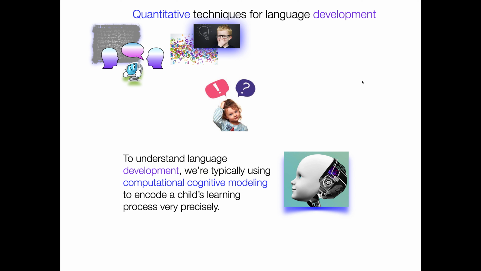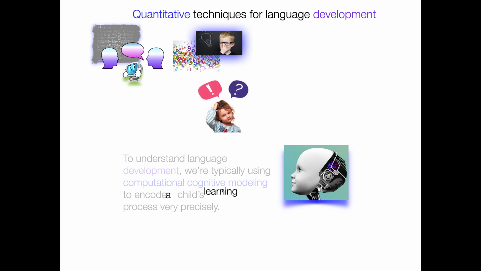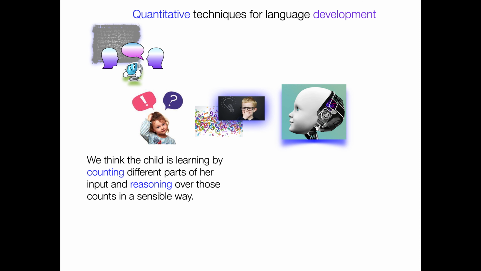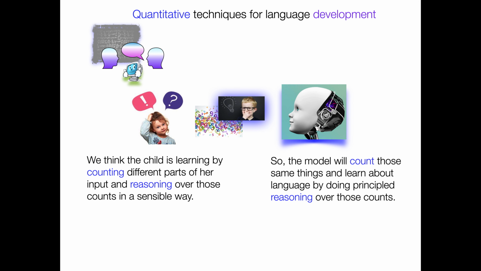So to understand language development, we're typically using something called computational cognitive modeling to encode a child's learning process very precisely. That's the kind of quantitative technique that we're using. And we think, as researchers, that the child's learning by basically counting different parts of her input and reasoning over those counts, typically unconsciously, but nonetheless reasoning over those counts in a sensible way. So the model is going to do the same thing.